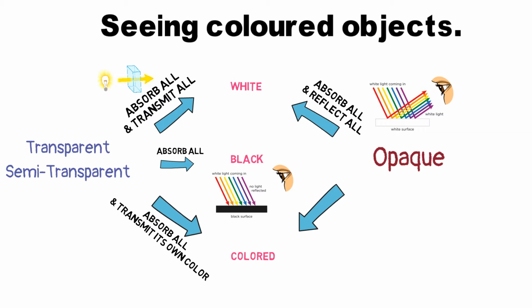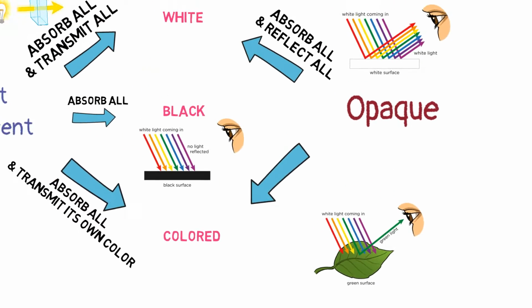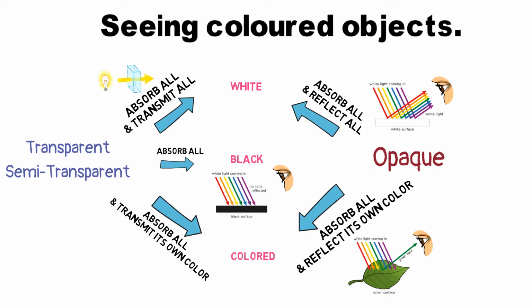What happens if we have a colored opaque object? Also, it will absorb all the 7 spectrum colors as we see here and reflect its own color. Reflect its own color means, as we see in this picture of the leaf here, its color is green, so of course it will absorb all of the 7 spectrum colors and reflect its own color, and in this case its own color is what? As you see, it's green, so it will absorb all of the 7 spectrum colors and reflect its own color.